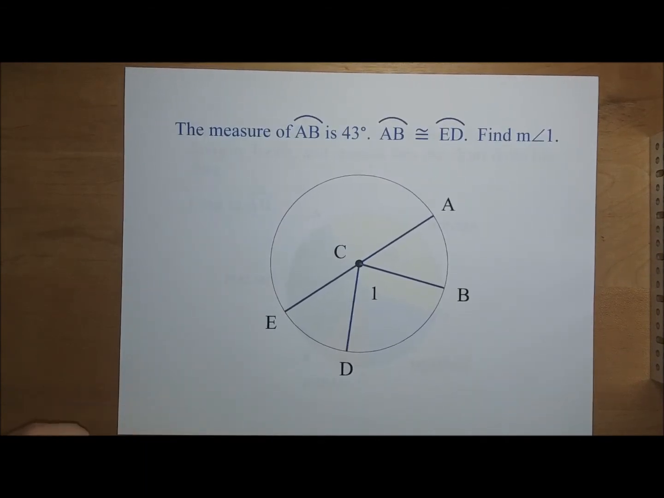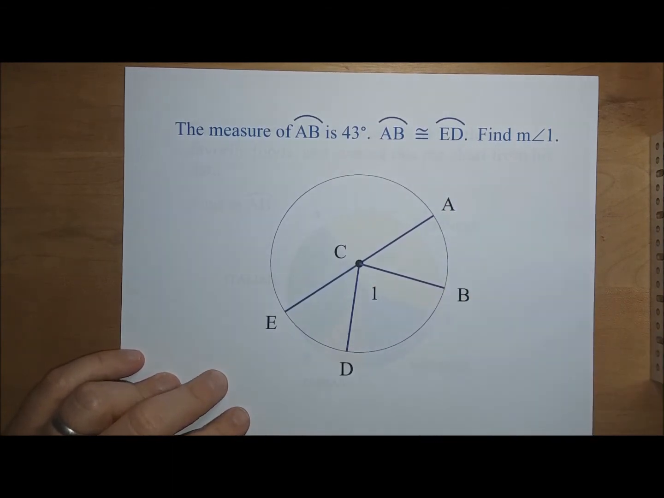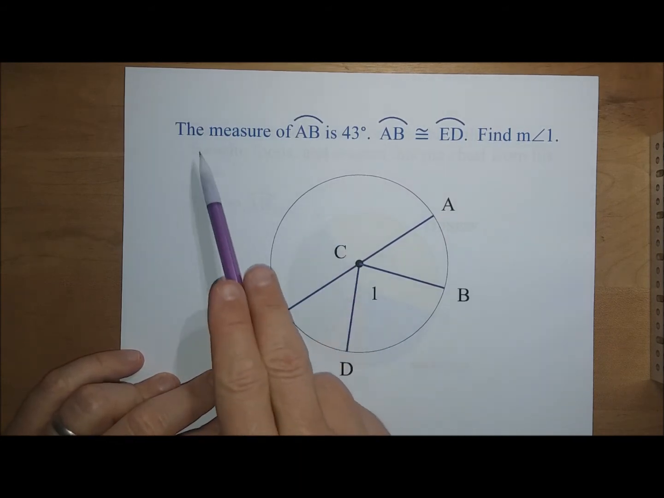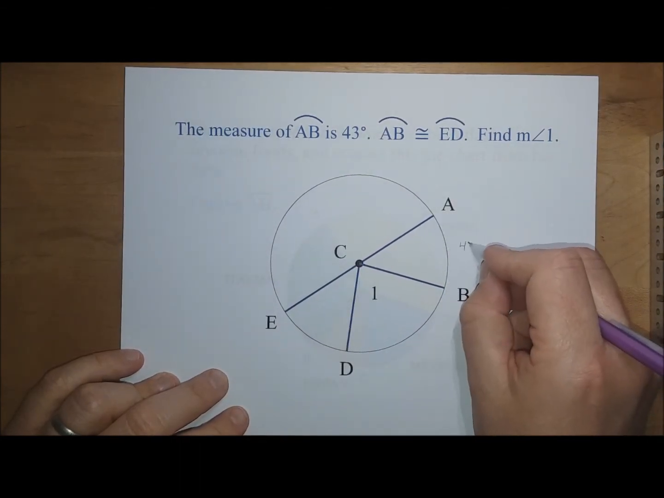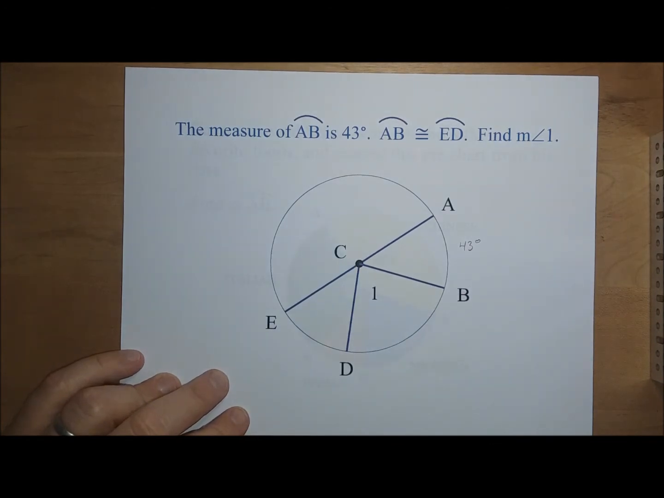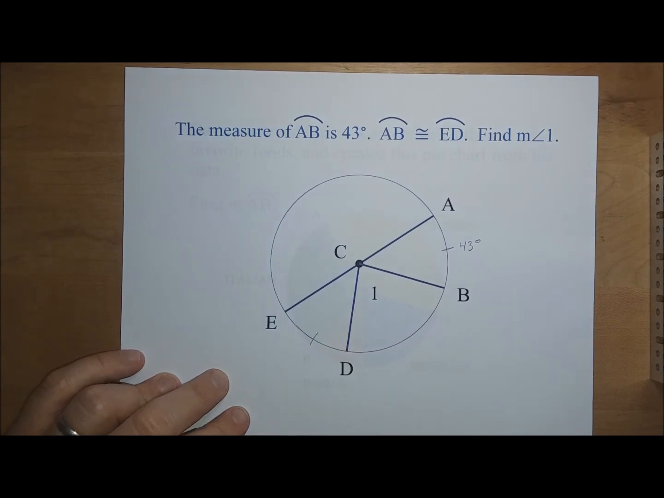All right, in this problem, the measure of arc AB is 43 degrees. And they're telling us that arc AB is congruent to arc ED. Could we find the measure of angle 1? Well, we should mark these up just like any geometry problem. Mark what you know. The measure of arc AB is 43 degrees. Okay, so this one is 43 degrees. And they're saying that arc AB is congruent to arc ED. I'll go ahead and mark that. Could we find the measure of angle 1? Okay, how would we do that?